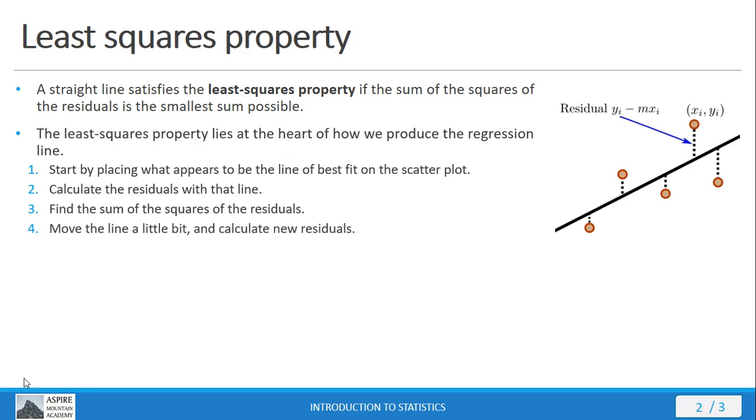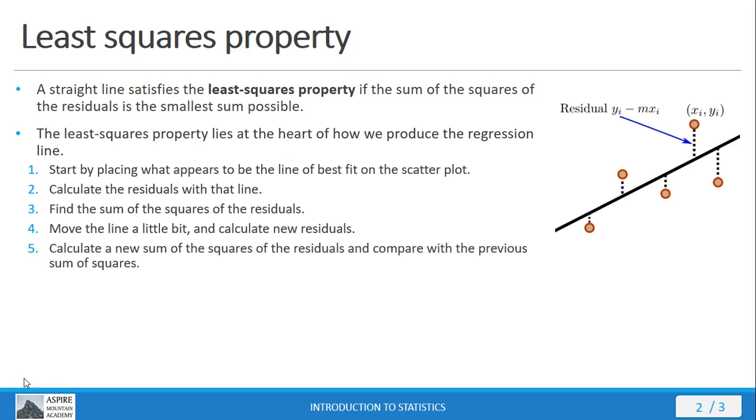Then we move the line just a little bit. Calculate new residuals. Okay, we're going to get a new sum of the squares. We compare that with the old sum, and that comparison tells us which way to move the line. So we move the line according to the comparison.